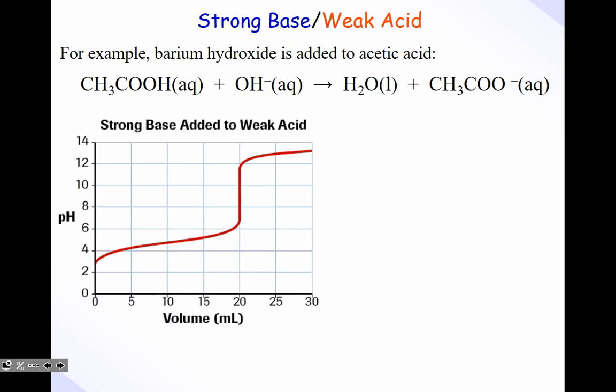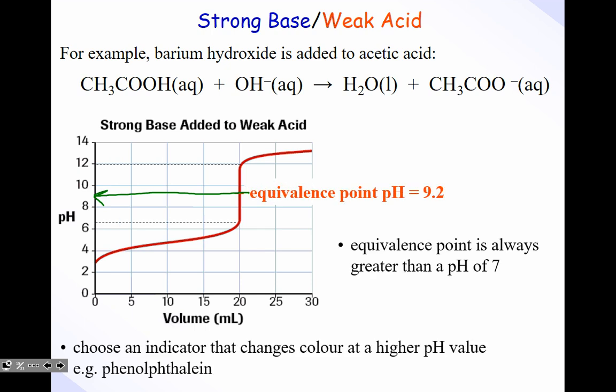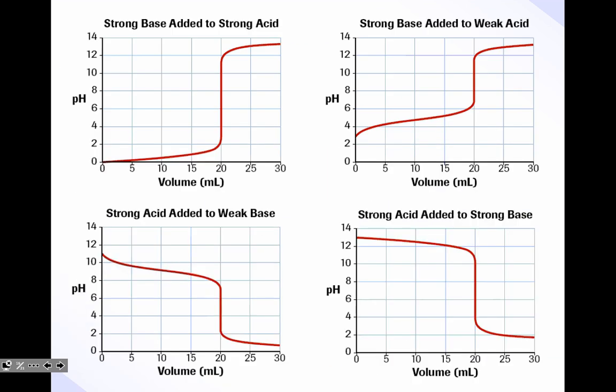Here's a strong base, weak acid combo. If you take a look at the pH at the equivalence point, you'll see that it's higher than 7. So the equivalence point is always greater than 7. Choose an indicator that changes color at a higher pH value. And remember, it has to fit within this little area here. So you don't have as many choices, but keeping in mind, you want it to change as close as you can to that equivalence point, where the pH shows in the center of the vertical space.